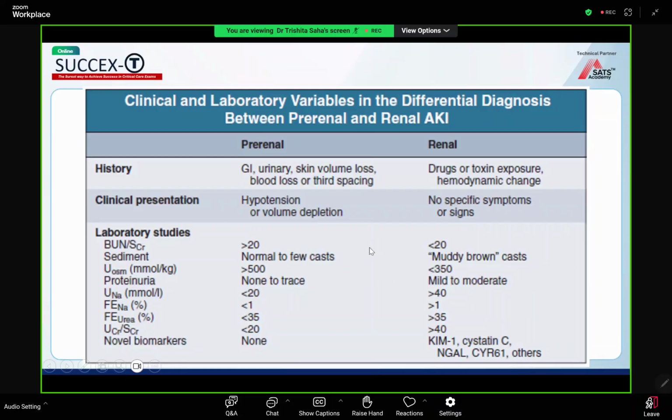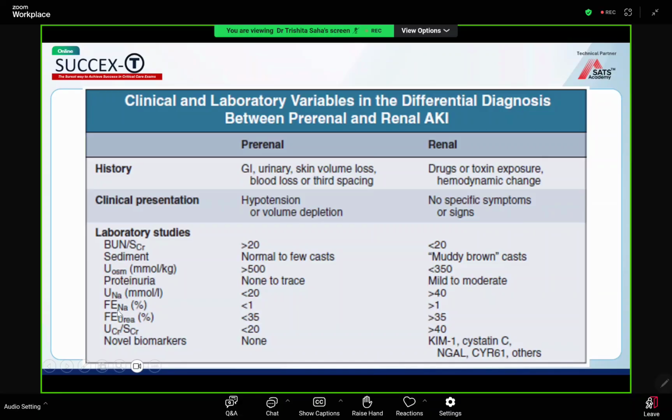Then the laboratory parameters you have to account for. You have to see the BUN to serum creatinine ratio, which is more than 20 in case of pre-renal, less than 20 in case of renal. Then the sediments: no cast in pre-renal, and you find the classic muddy brown cast in renal AKI. Then the urine osmolality is more than 500 in pre-renal, and in renal it is less than 350. Proteinuria might be present from none to trace in pre-renal, and it is mild to moderate in renal.